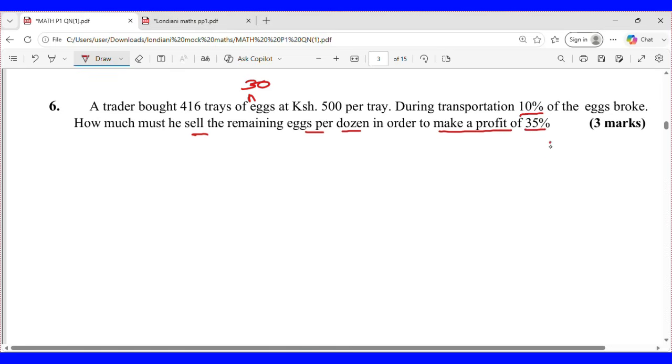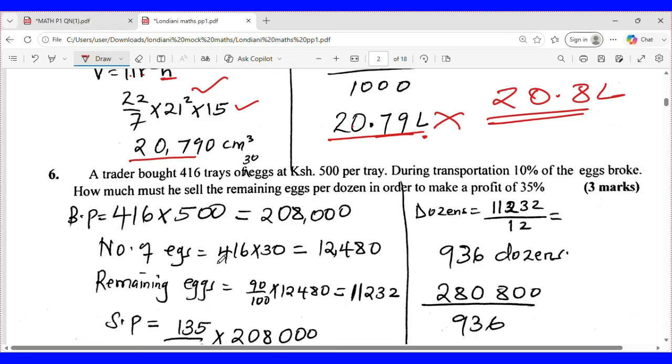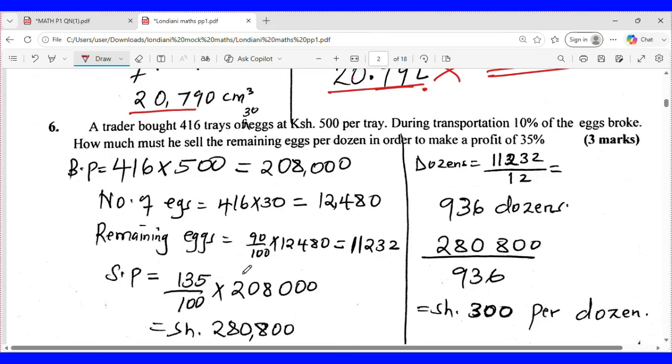Remember, a dozen contains 12 things. So anytime you hear of a dozen, it is 12 things. You can have a dozen books, a dozen of very many things. So let's start.